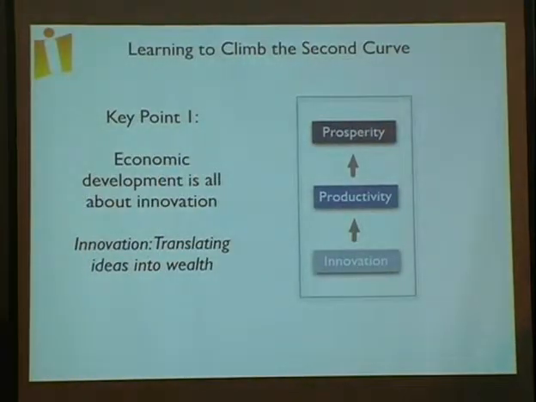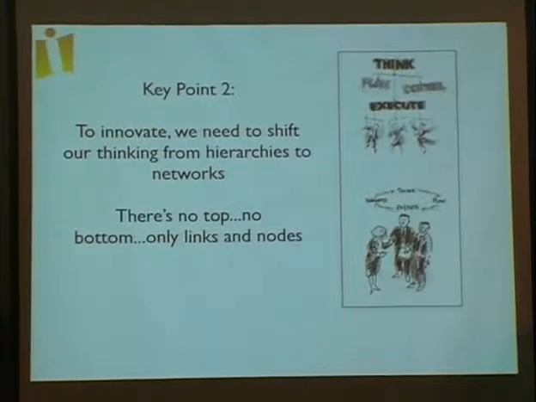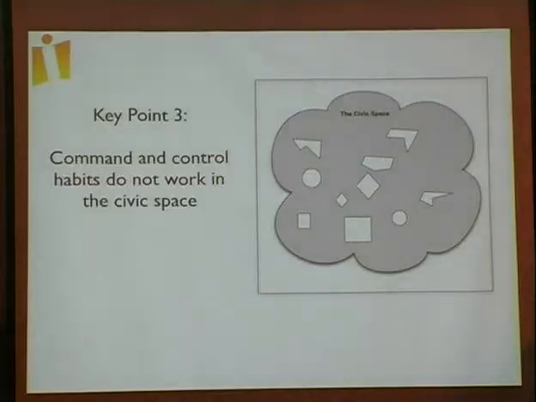Key point number one, in order to accelerate and move on to the second curve, we're going to have to innovate. We're going to have to figure out new ways of working together. Key point number two, to innovate, we need to start shifting our thinking away from hierarchies to networks. Stop looking for permission to do things. Start doing things. Stop complaining. Stop whining. Move ahead.